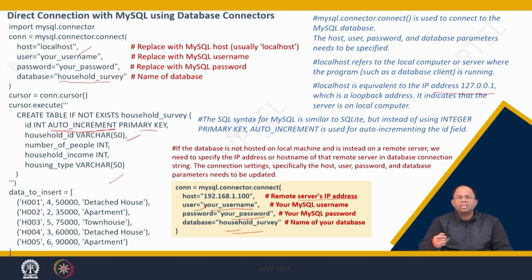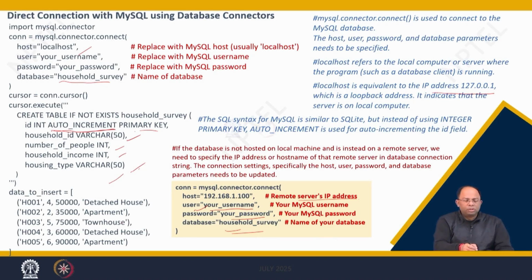This auto increment in SQL automatically puts a serial number 1, 2, 3, and it's auto incremented, right? Because it is auto incremented, it could be made the primary key, to avoid any further confusion regarding what should be set as a primary key. Number of people is integer, household income is int, housing type is varchar. So the data types have been specified, and we have created the table with this particular schema.